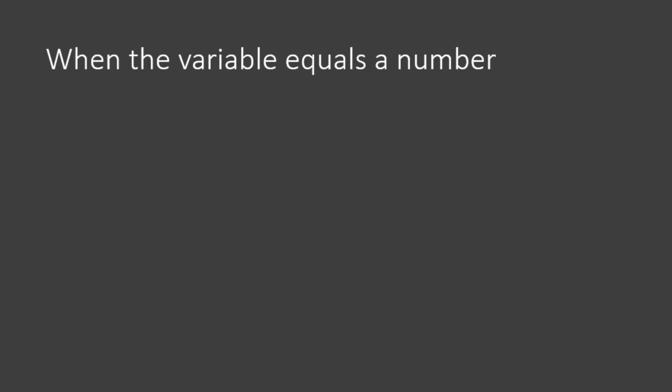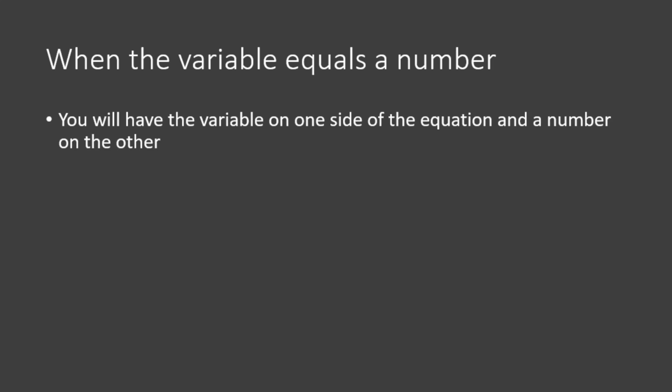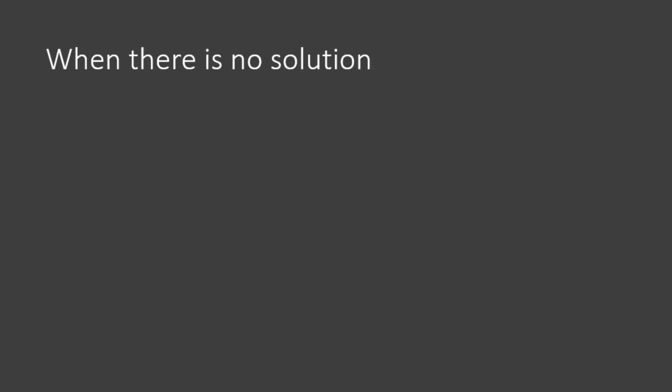So when the variable is equal to a number, you'll have the variable on one side of the equation and a number on the other side of the equation. And we just saw that. We got x equals 4. That's pretty simple. So examples would be x equals 4, b equals negative 9, r equals 0, things like that. Pretty straightforward. Now let's discuss cases where there are no solutions.